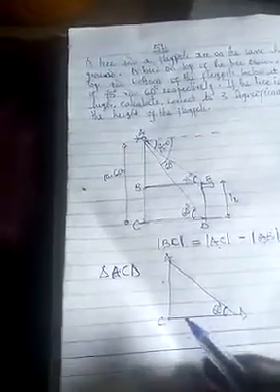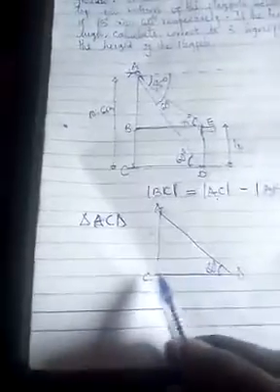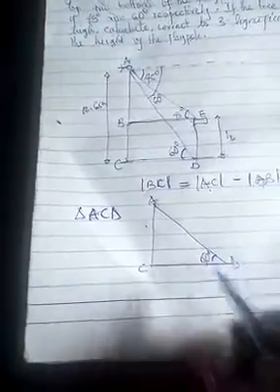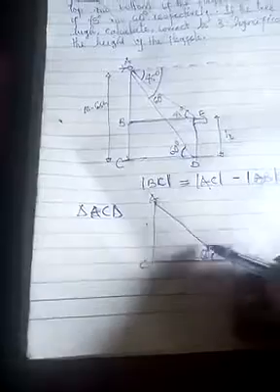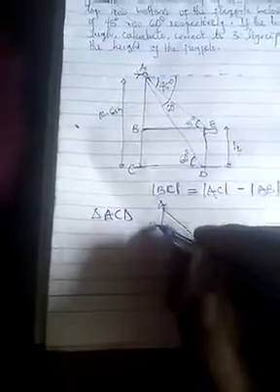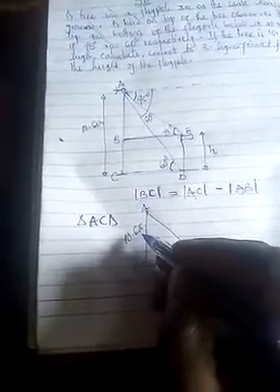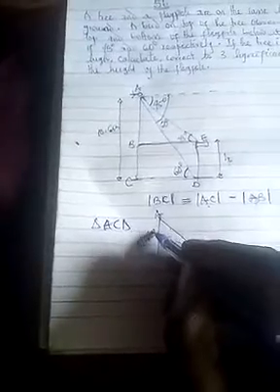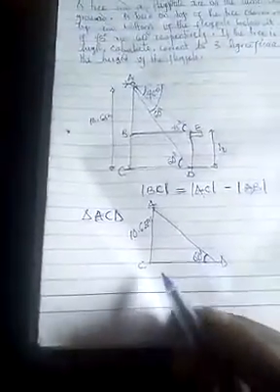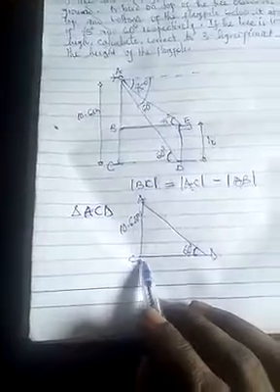So why this side is... so now angle AD is 60 degree, sorry, I'm going to the 60 degree. Why side AC is going to be 10.65 meter.